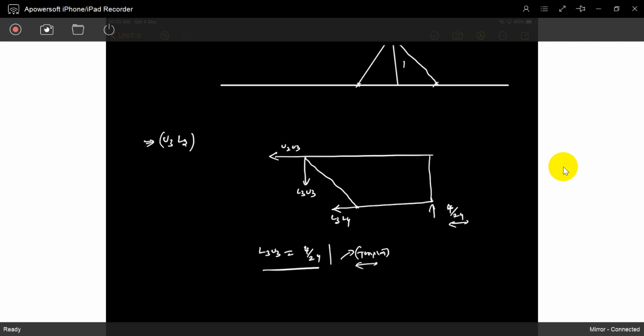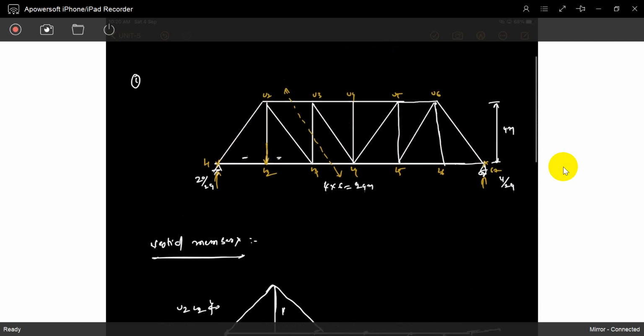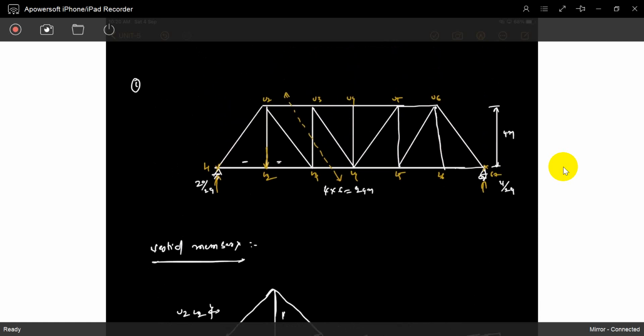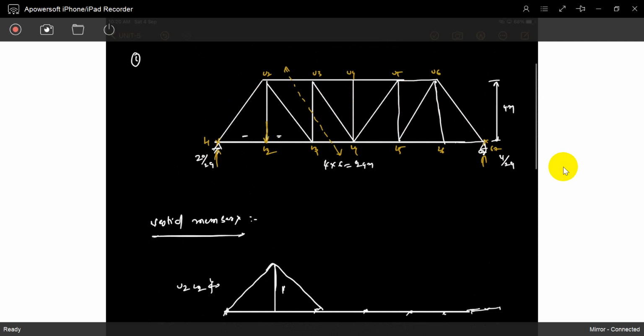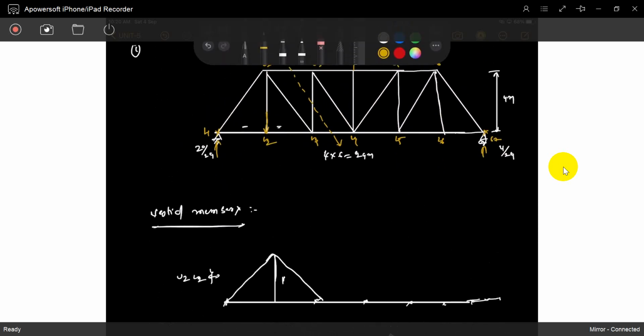So what is that value? That value is 1 by 6. Exactly at L2 portion, at L2 it is 1 by 6. That's it. So next check it is at load, it's L3. Load is at L3.